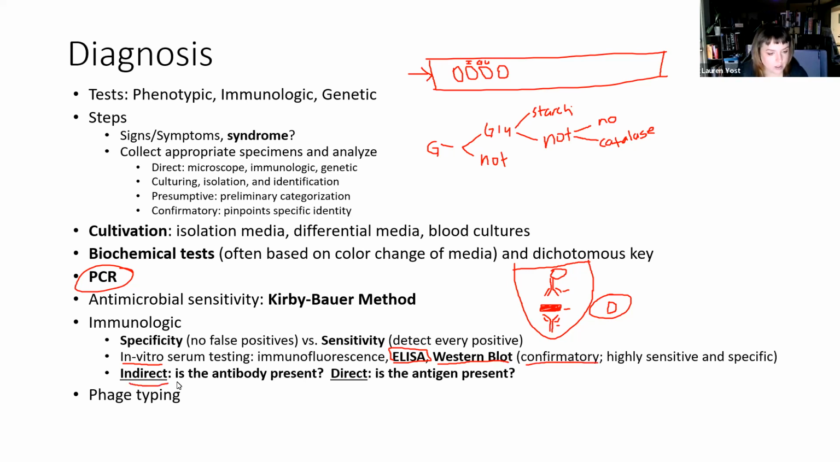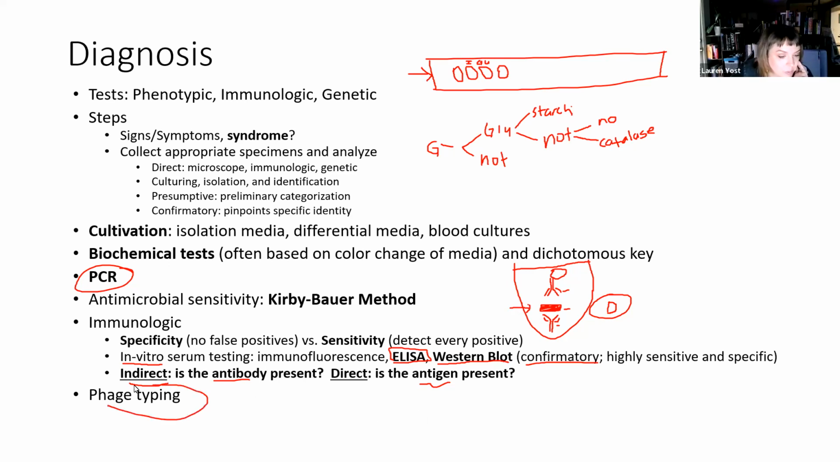Then we already talked about this. Indirect is the antibody present. Direct is the antigen present. Think of it this way: if you're going to be making a sandwich, what's going to fit better in the middle? A weirdo antibody that's all Y-shaped, or an antigen? An antigen could be a nice little guy that could sit in the middle. That looks better to me. So the sandwich method, we're looking for the antigen, and that's the direct.